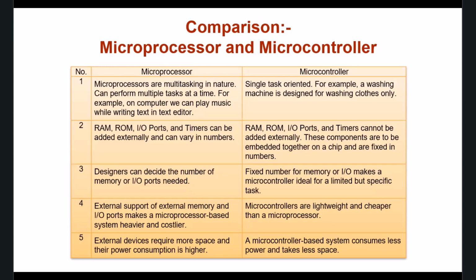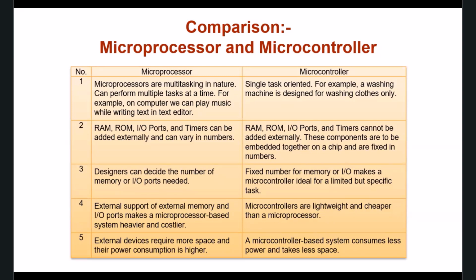Microprocessors are multitasking in nature and can perform multiple tasks at a time. For example, on a computer, we can play music while writing text in a text editor. At the same time, microcontrollers are single task oriented. For example, if you're making a washing machine, a specific microcontroller to use in the washing machine can be developed.